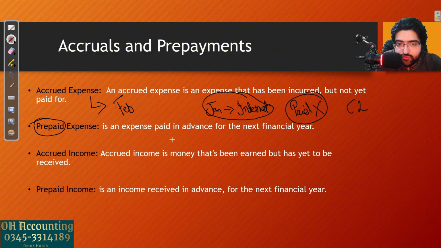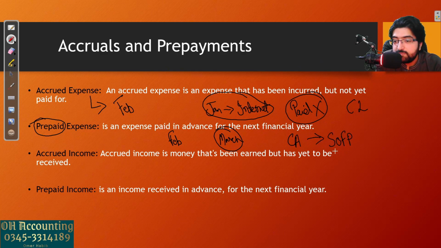So it's a good thing for you now, right? You have paid for an expense in advance, which means you're in the month of Feb. You have paid the internet expense for March, let's say. You're in Feb. You have paid for the next month already in advance. So this is your current asset. Till you have used the internet in March, this will remain your current asset in the SOFP of the business.